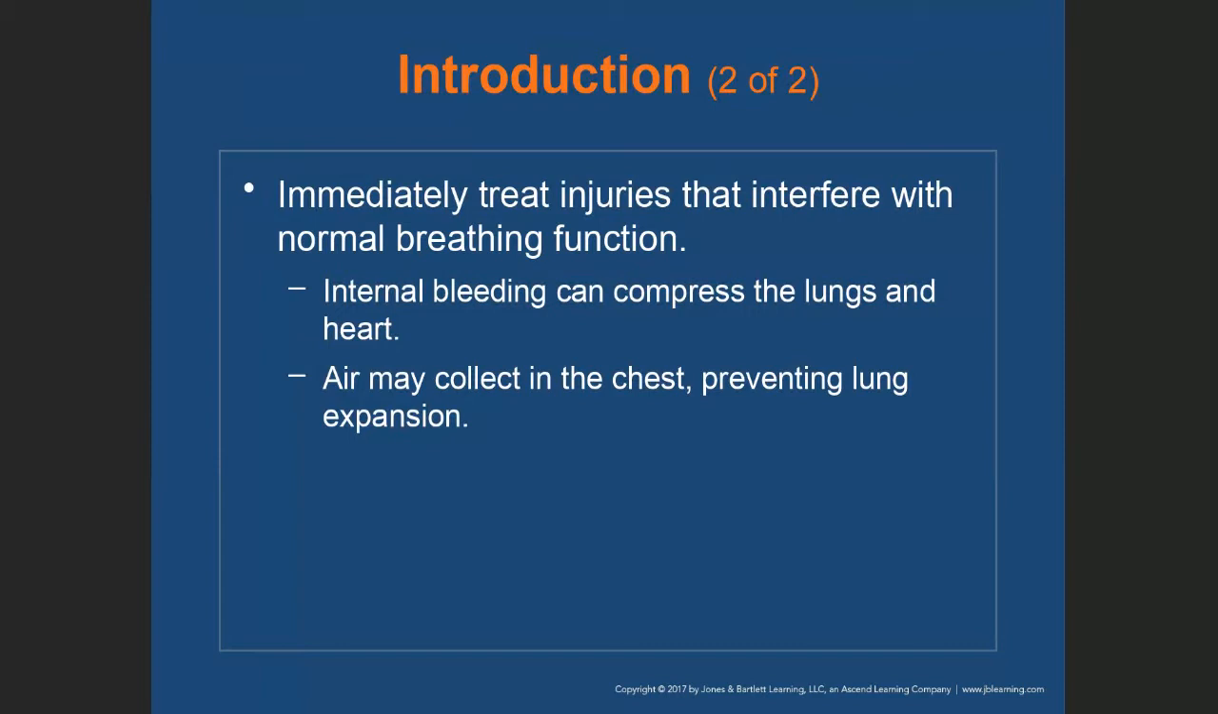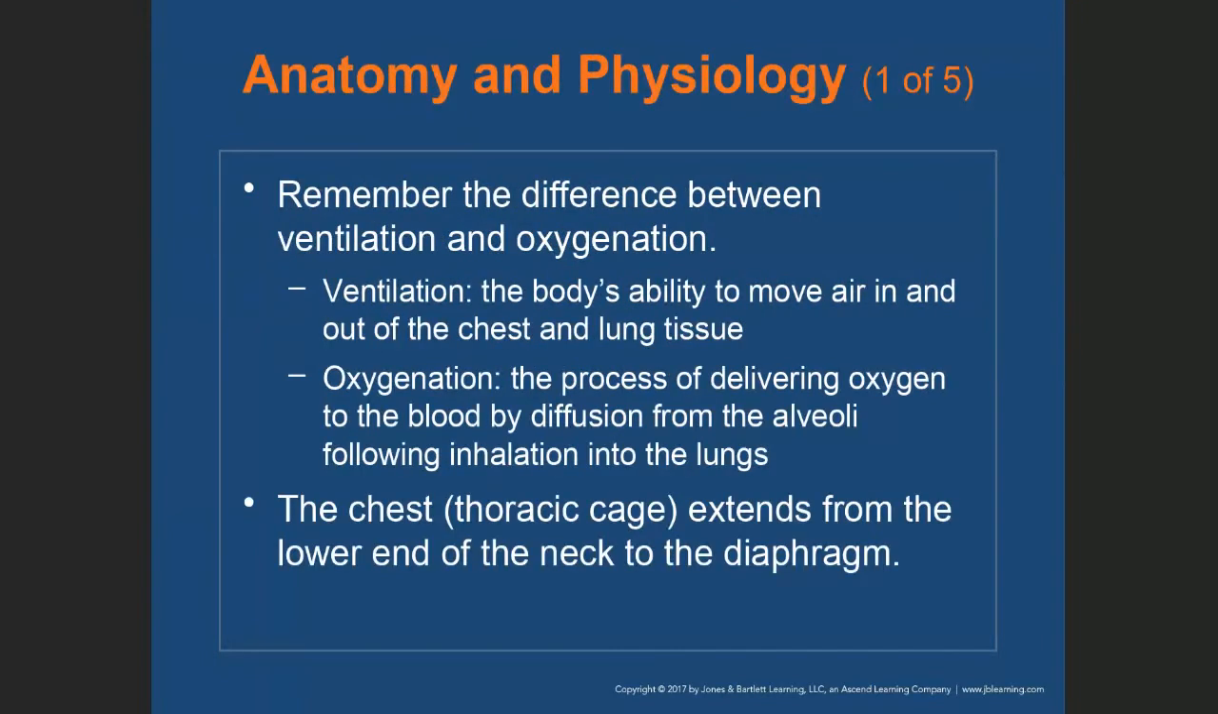Internal bleeding can compress the lungs and it can compress the heart, and air may collect in the chest, preventing lung expansion. Let's review the anatomy and physiology. Remember the differences between ventilation and oxygenation.